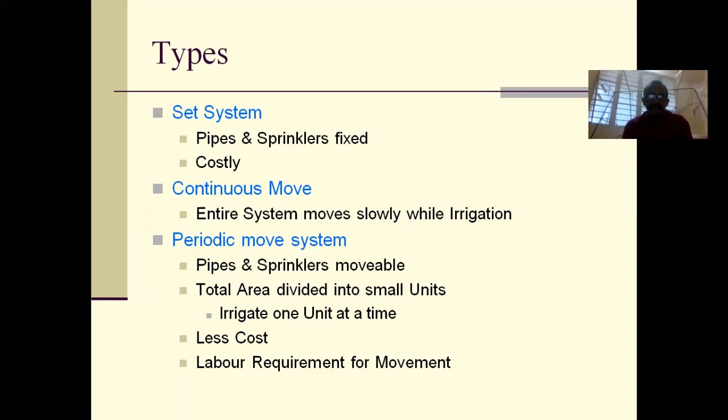The periodic move system and set system will appear one and the same as far as irrigation is concerned. The only thing is that in the set system, we cannot move the pipes and sprinklers, and in the periodic move system, we will be able to move the pipes and sprinklers from one place to the other after irrigating one unit at a time. Periodic move system is comparatively of less cost and the labor requirement for movement is also very less.